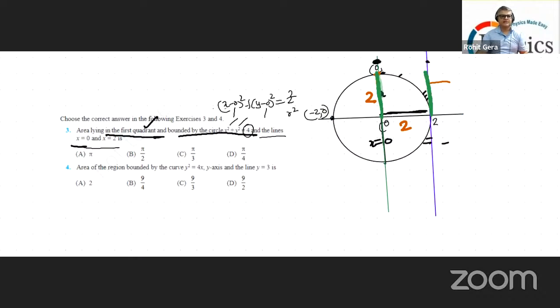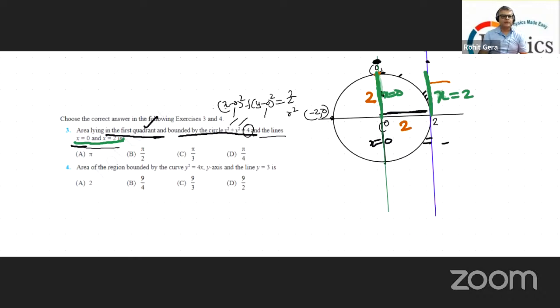This line is x is equal to 2, this is x is equal to 0, and this is a circle. These three lines are covering what area? Bounded by lines x is equal to 0 and x is equal to 2. It doesn't say common area, it says bounded, which means enclosed by these. What area is enclosed by them?